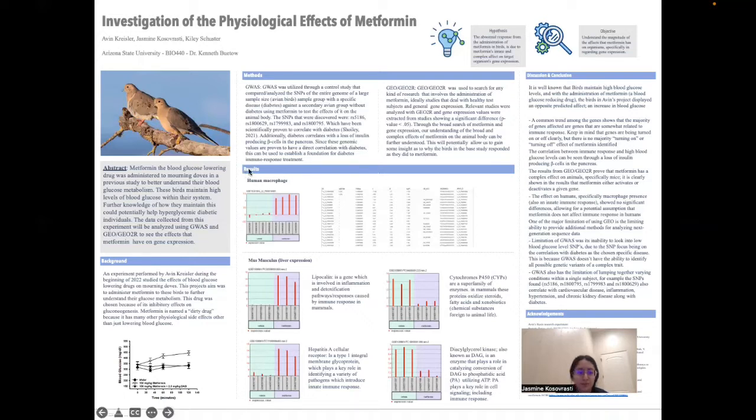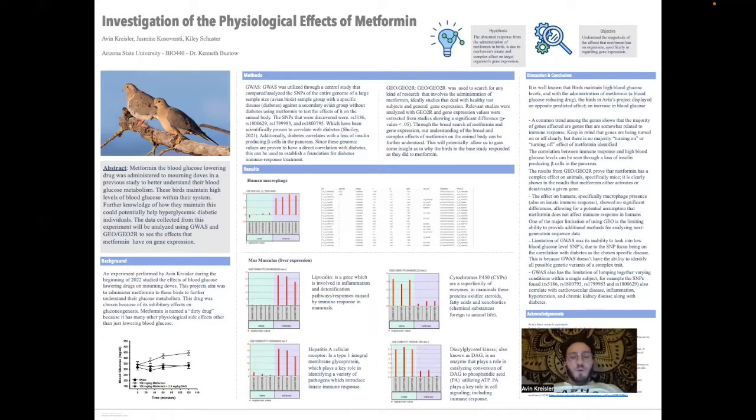So for the first half of our results, we looked at human macrophages, and with the administration of metformin, there was no significant difference shown. The table to the left shows the gene expression that is related to asthma, and it has no significant response when metformin is administered, just like all the other data sets.